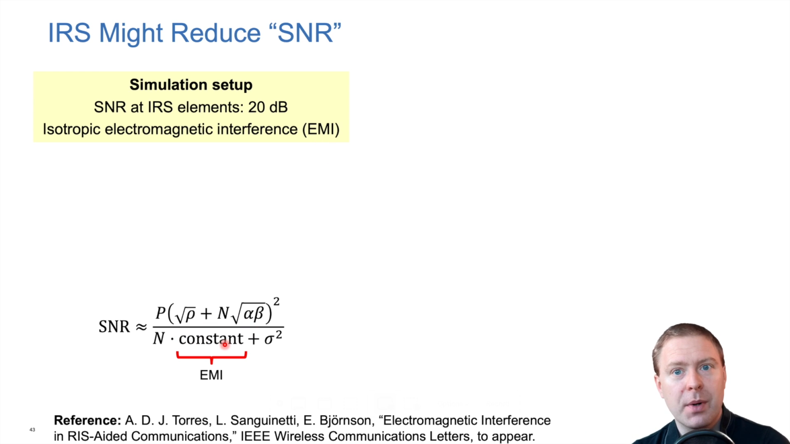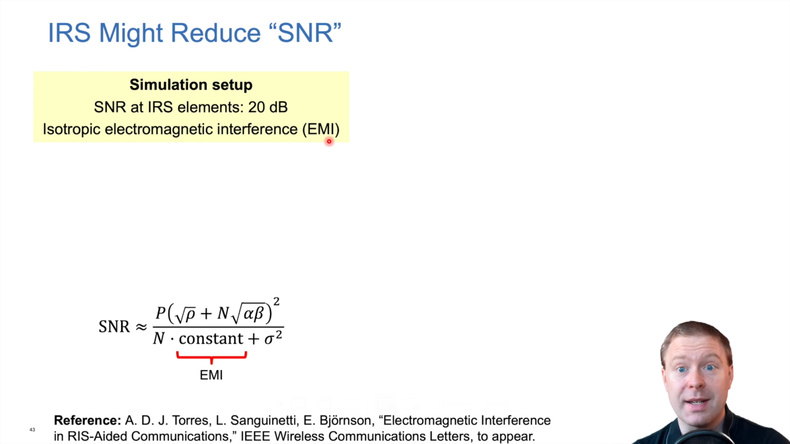This might be background radiation, or it might be interfering signals from other sources. And we multiply with n because we have n elements scattering this electromagnetic interference, proportional to the size of the IRS. Suppose now, in the simulation I'll be running, that I have isotropic electromagnetic interference, so it comes in from all directions uniformly, and that the SNR of the EMI when it reaches the surface is such that the signal of interest is 20 decibels stronger than the interference coming into this element.